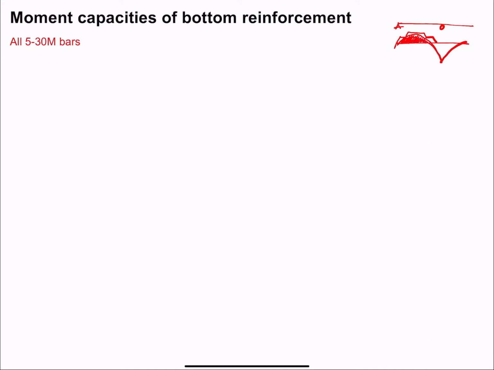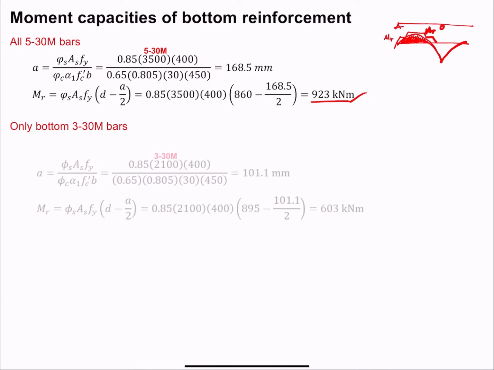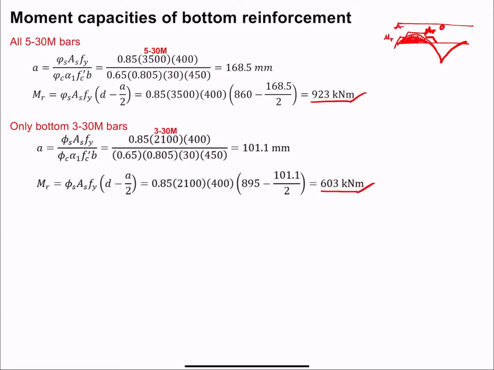So it's important to know the moment resistance levels. If I have the five 30M bars, the total moment resistance should be 923 kilonewton-meters. If I cut the top two 30M bars and I have only the bottom three 30M bars, I would have 603 kilonewton-meters. And you can see here that the two bars are providing the difference. But that's not required at this point.